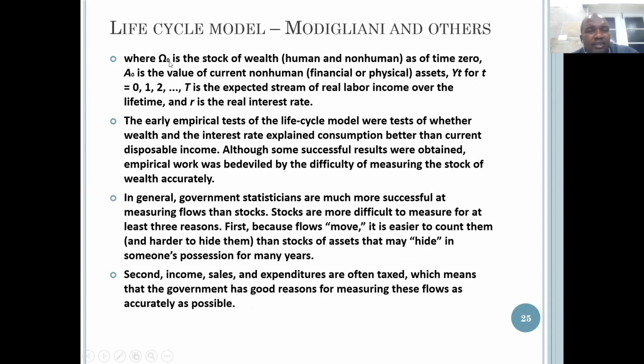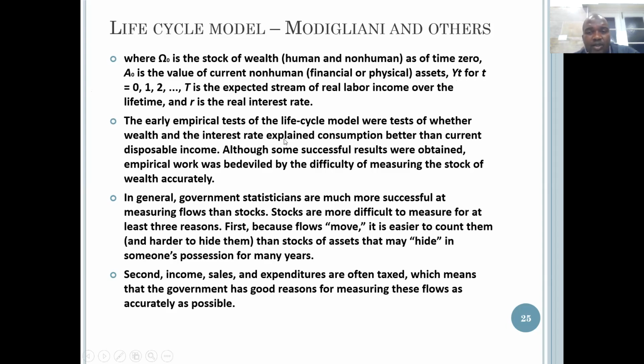Where omega with subscript zero is the stock of wealth, human and non-human, as of time zero, A zero is the value of current non-human financial or physical assets, which may be assets bequeathed by the parents to this person. Y_T stands for national income, or just income from period zero up to period T, which is the expected stream of real labor income over the whole lifetime, and R is the real interest rate.